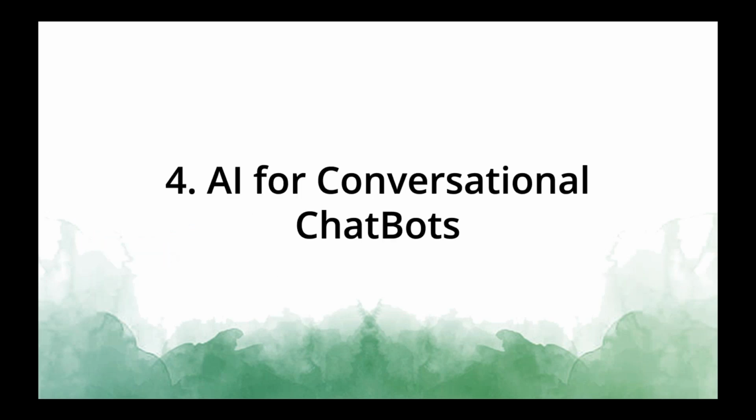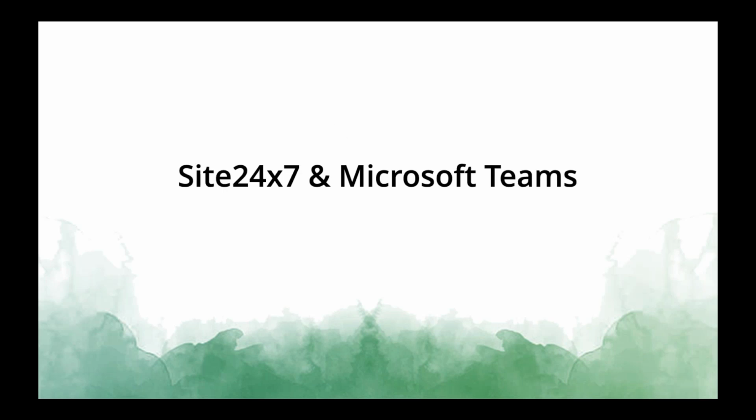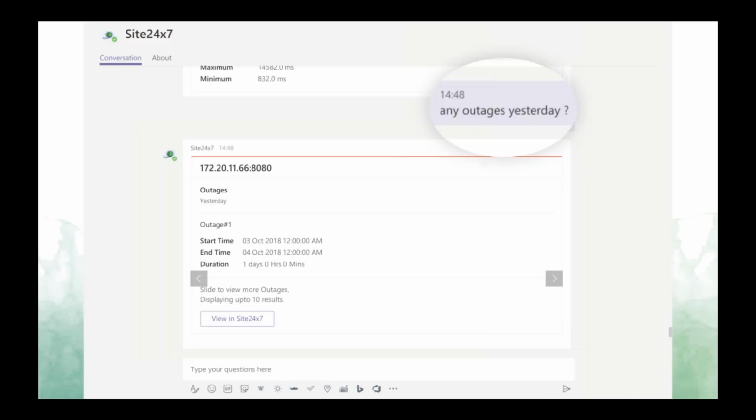And AI for conversational chatbots. So the Site24x7 AI engine can integrate with any chat application, and it can provide meaningful conversational insight using chatbots. It can actually integrate with any chat. We have integrated, for example, with Microsoft Teams. So what can we do with Site24x7 and Microsoft Teams? In the Teams portal, you can actually ask any questions.